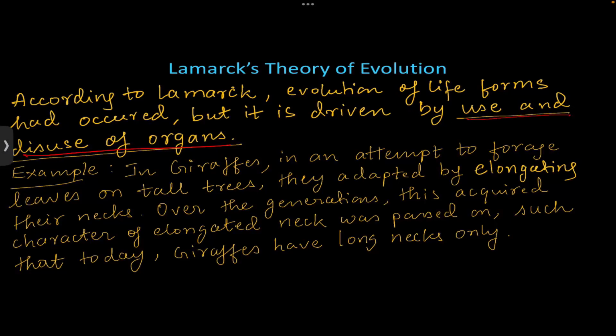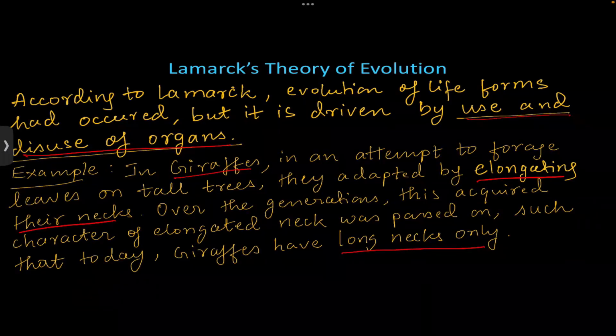Or a new character has evolved in that particular individual that is now present in all the individuals of that species. Lamarck's theory of evolution can be explained through the example of giraffes. Giraffes eat leaves. They are vegetarians. In order to eat leaves on tall trees, they adapted by elongating their necks. Over the generations, this acquired character of an elongated neck was passed on, and that is why today all giraffes have long necks.